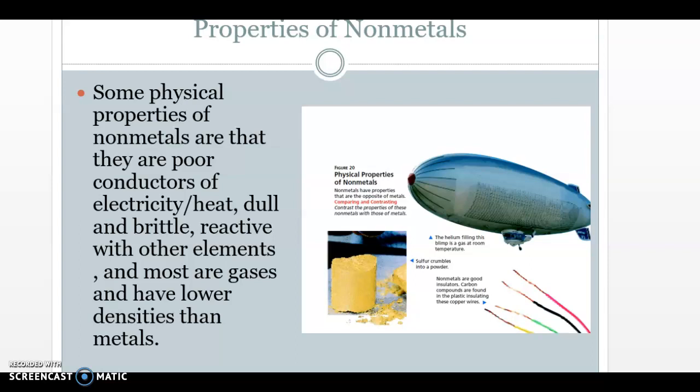Some examples here, we've got helium gas in a blimp. Sulfur crumbles into a powder. We've probably had sulfur before. Carbon compounds are found in plastic insulating these copper wires. So those are some very specific general physical properties of nonmetals.